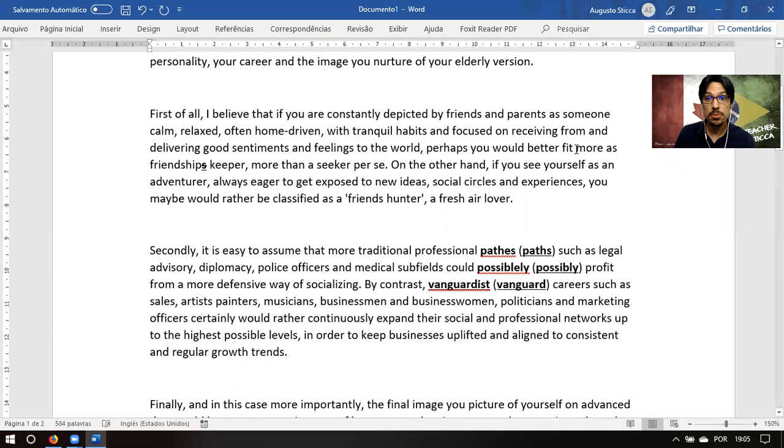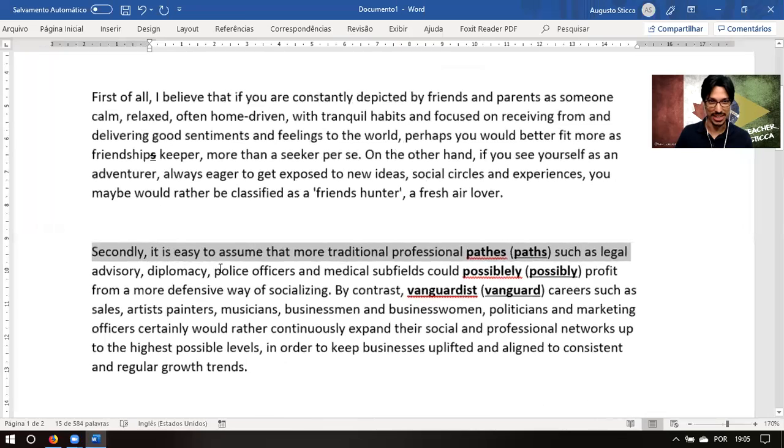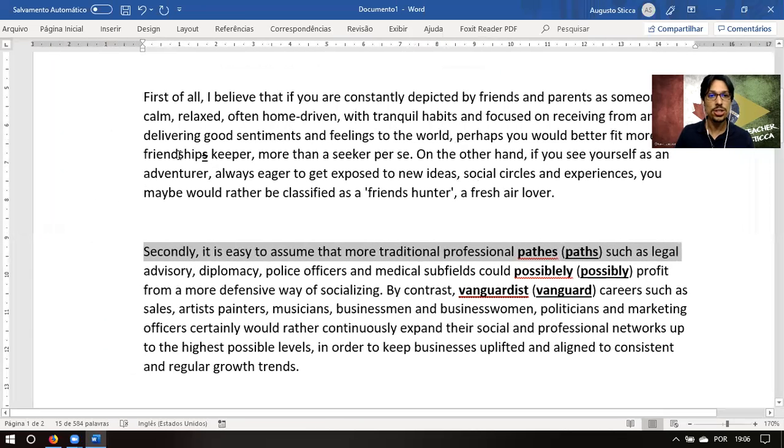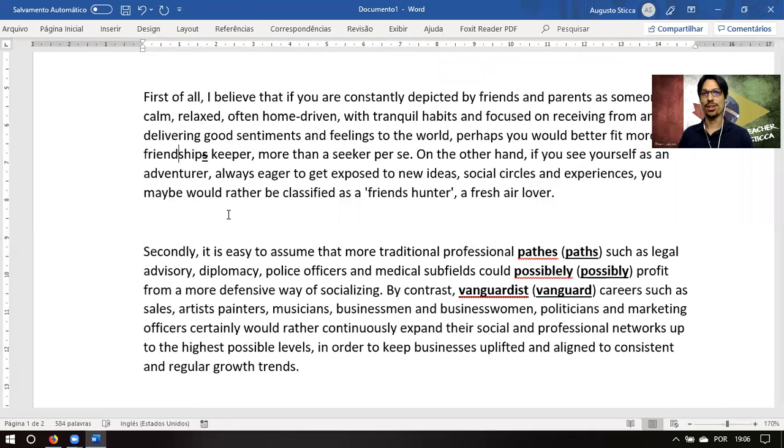But perhaps you would better think more as a friendship keeper. You cannot have this letter S. Why not? Because friendship in this situation is an adjective, and adjectives in English never go plural. In fact, adjectives in English don't go female, don't go plural. They don't change, you know? So every time we have friendship keeper, friendship would be an adjective in the sentence, okay?